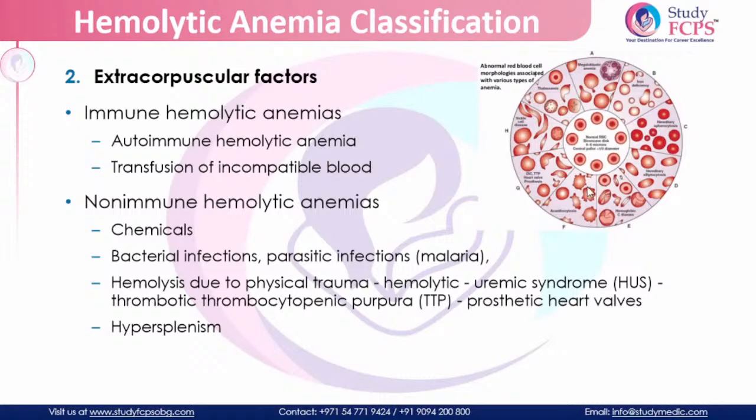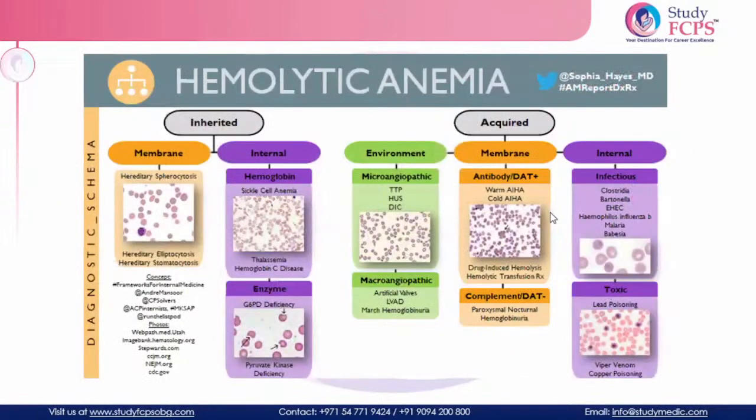And this is basically the diagrammatic representation of different kinds of hemoglobinopathies or membrane cell defects, in which there are different shapes of RBCs that we detect on the peripheral smear of the blood of a patient. So hemolytic anemias, if we summarize again, can be inherited or acquired. Inherited may be due to membrane defects or internal defects like hemoglobin or enzyme deficiencies, and acquired can be due to environmental factors, membrane, or internal causes like infections or toxins.